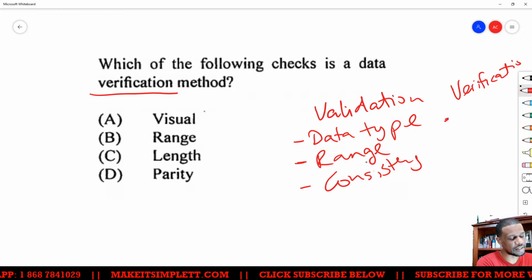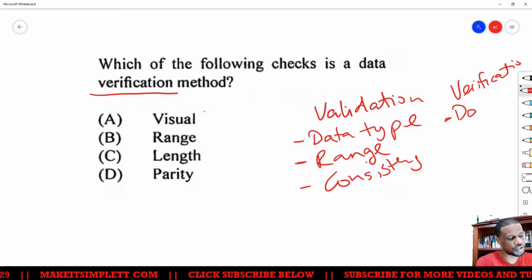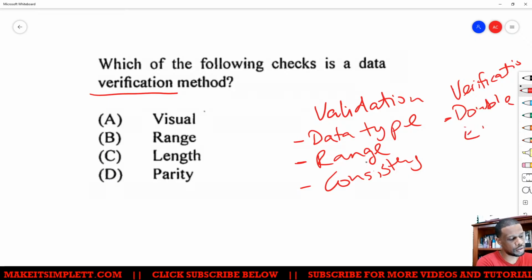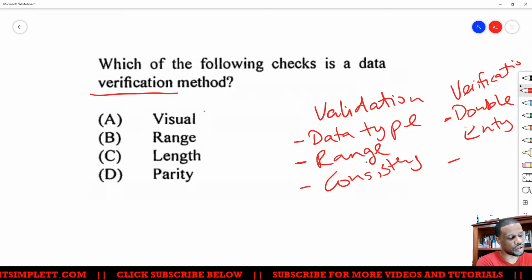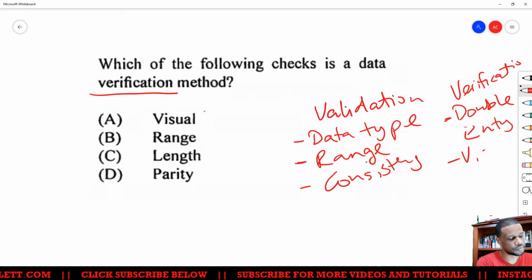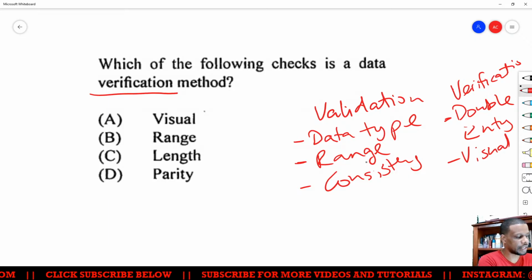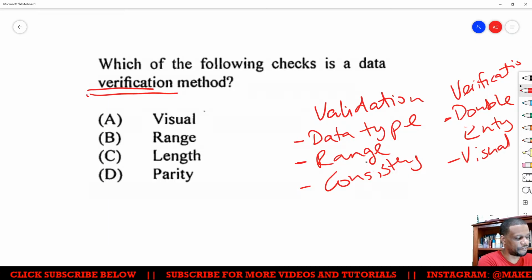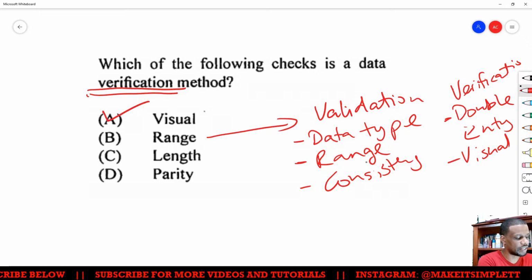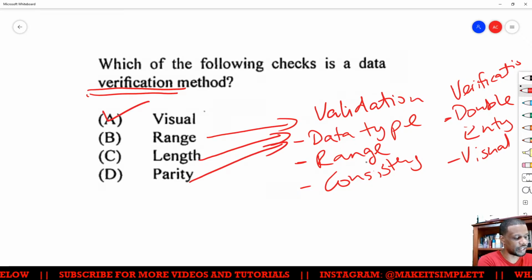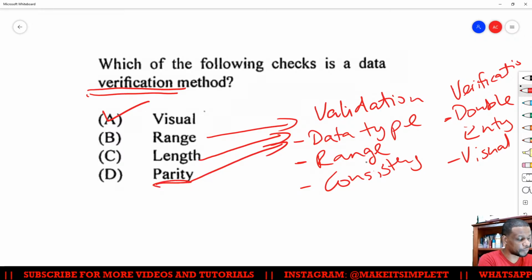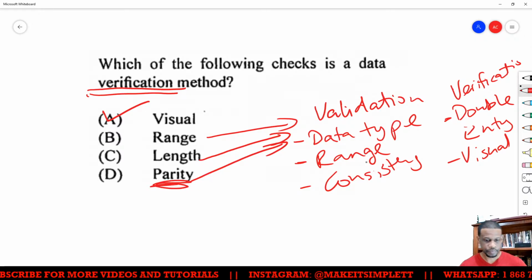Verification is when you're looking at things to make sure that you've got the correct stuff. So there are two ways you could verify: double entry, and the next one is a visual check. So clearly, which of the following is a data verification method? Visual is your answer because range falls under validation. Length, validation. Parity, validation. Even though you all don't learn parity anymore, it's the same concept.